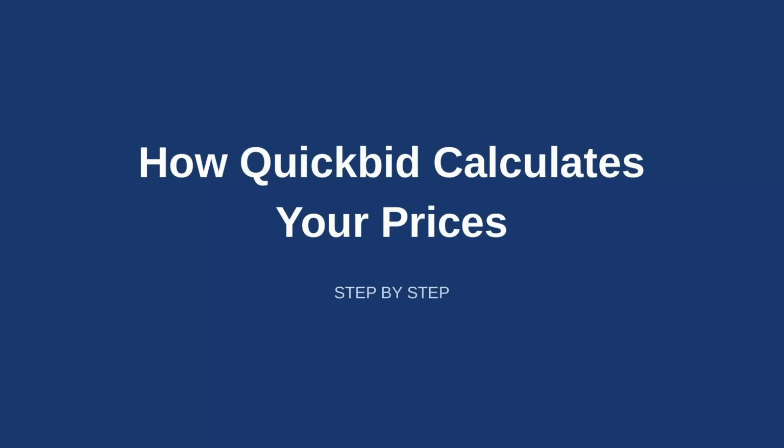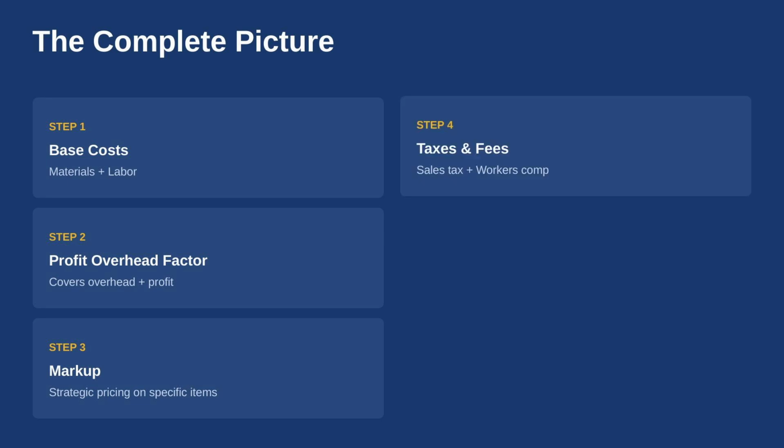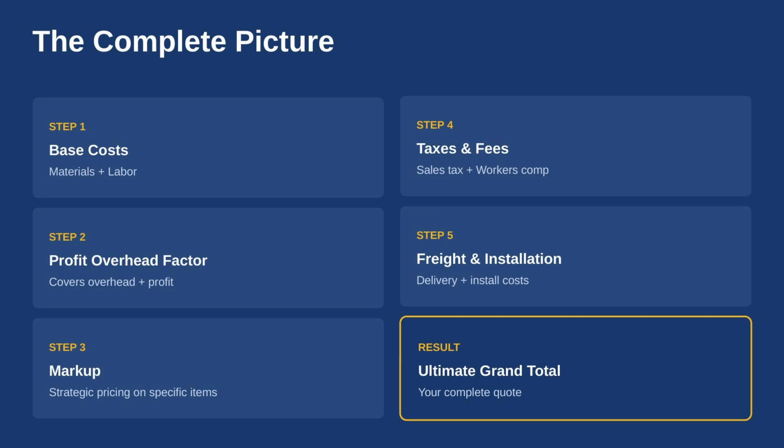In this video, I'm going to show you how Quickbid calculates your prices. Understanding this will help you set up Quickbid correctly and give you confidence that your quotes are accurate. At its core, Quickbid is doing three things: calculating your base costs, applying a profit overhead factor, and optionally applying markup to specific items. On top of those three things, Quickbid also calculates taxes and fees, freight and installation, and of course, all of it summed up in a grand total.